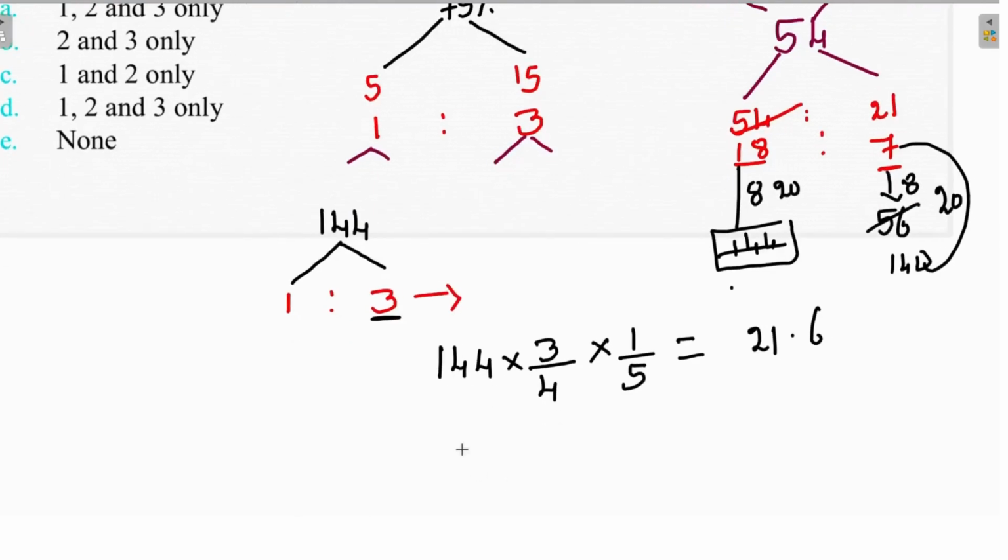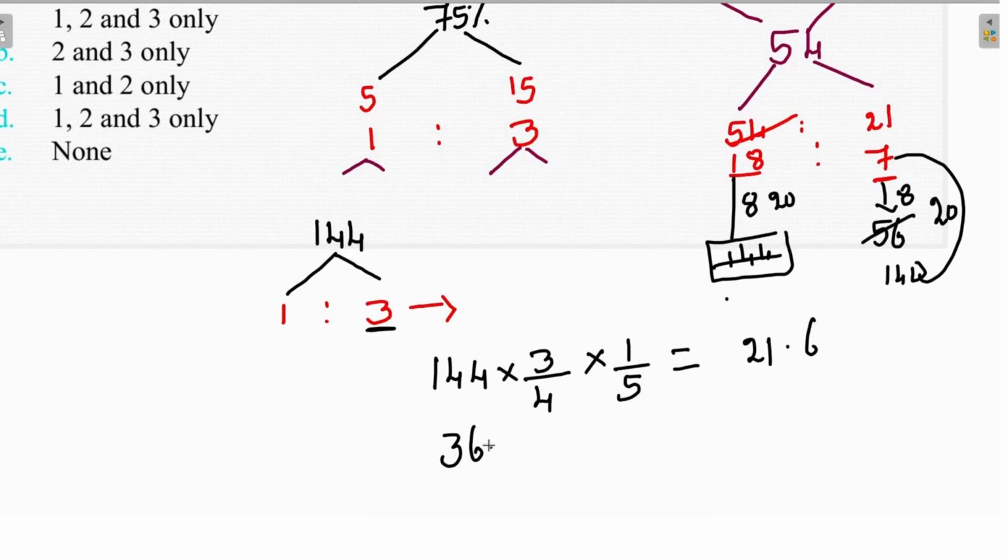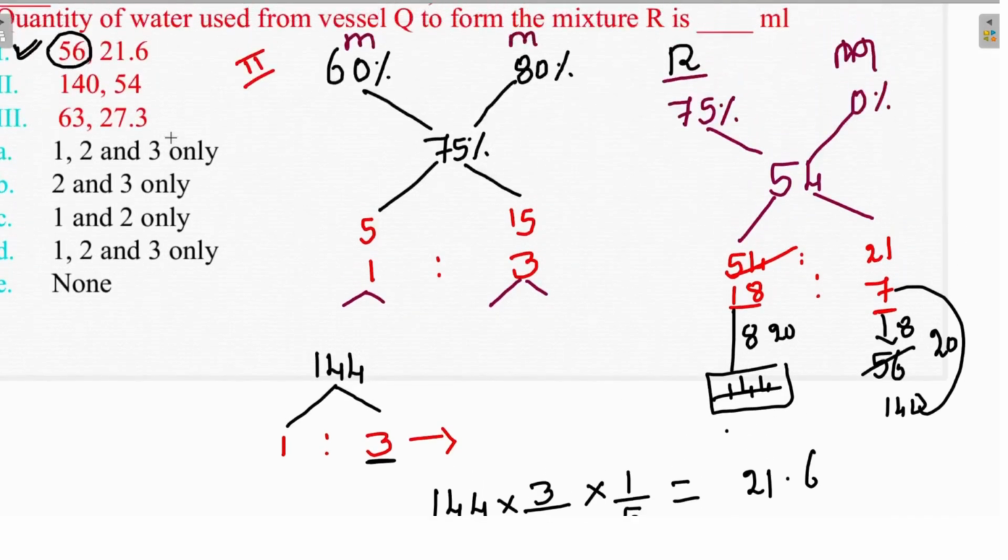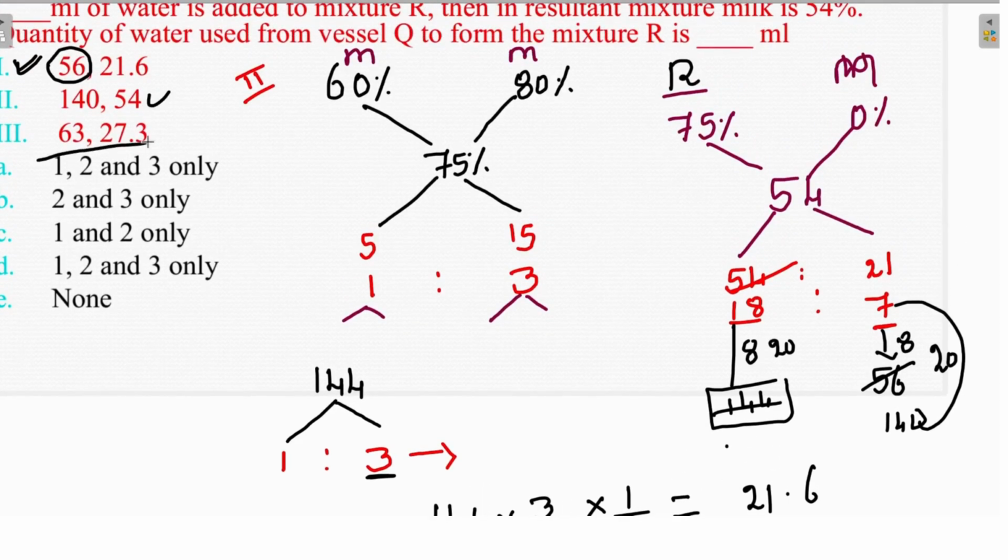Again the same, remaining all the same thing. 360 into the remaining constant, 3 by 4 into 1 by 5. If I solve this equation again, 5 4s are 20, and 18 3s are 54, I will get. Even the second option is also satisfied. In the same way, if you check this option, it is eliminated. Then options 1 and 2 will be the answer.